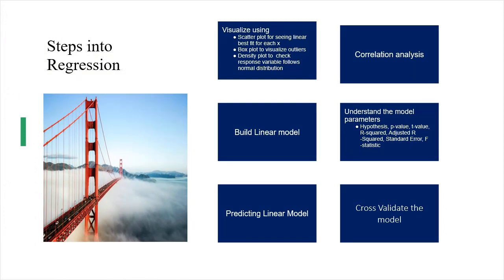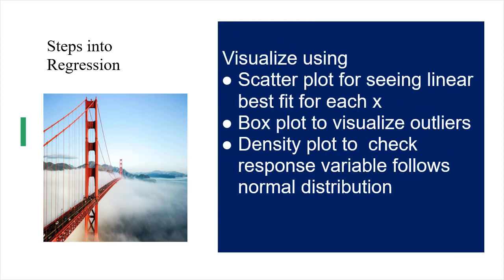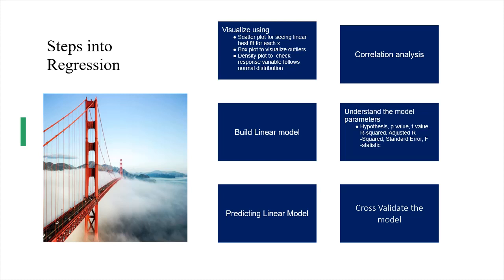First, we normally visualize the data using a scatter plot. It will show whether there is a linear relation. Then you can use a box plot to see whether any outliers are there, that is, data which is not conforming to the rest of the data. Then you can see the density plot to see whether you get a normal curve, that is, whether the response variable follows a normal distribution. After all this analysis, you get a fair idea that there is a relation and that it may be linear. Then you go on to a correlation analysis, which gives you the strength of the relation between x and y.